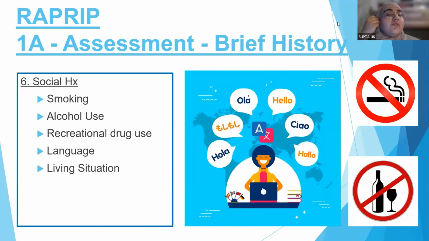The last point of a history, like all of you I'm sure are aware, is social history. Smoking, alcohol and drug use are just standard. Smoking and alcohol use are obviously risk factors for a number of comorbidities. It also gives you an idea of the patient's health status and fitness.